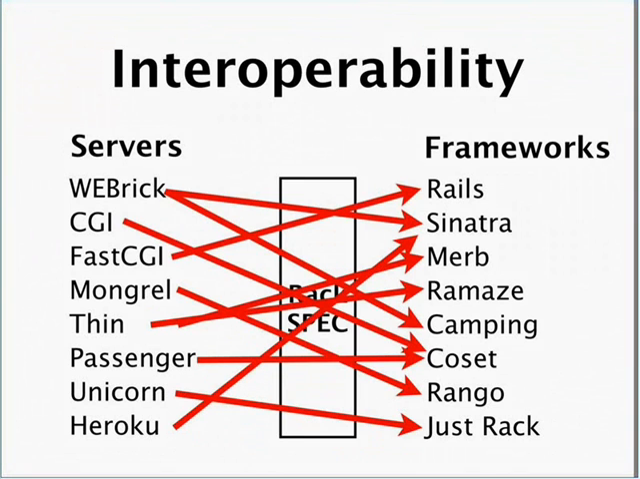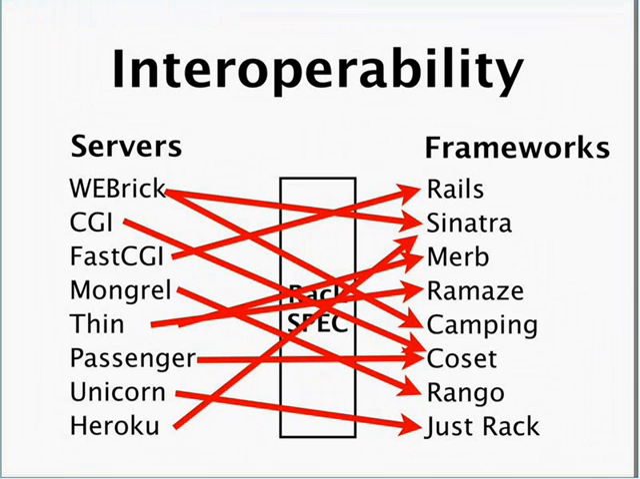Servers read HTTP requests off the wire. They turn it into that simple Rack environment hash. They pass that to the call method of whatever application they're configured with. They don't care what framework it's from. The framework does some work, takes the result of that work, puts it in a Rack response triple, and returns it back to the server. The server takes the response triple, writes it on the wire as HTTP, and you have interoperability between these things.